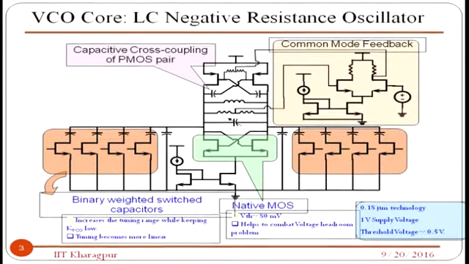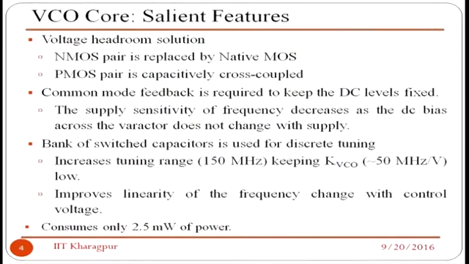Then I am going into the actual design. So I summarize: the voltage headroom problem has been solved by replacing the NMOS pair with native MOS, and the PMOS pair is capacitively cross coupled to avoid unwanted transistor operation, to ensure that it operates in the saturation region. Then common mode feedback is required to keep the DC level fixed, and the supply sensitivity of the frequency decreases as the DC bias across the varactor does not change with supply.